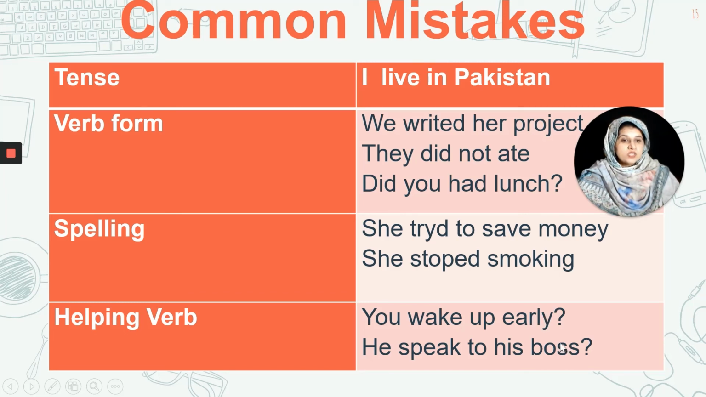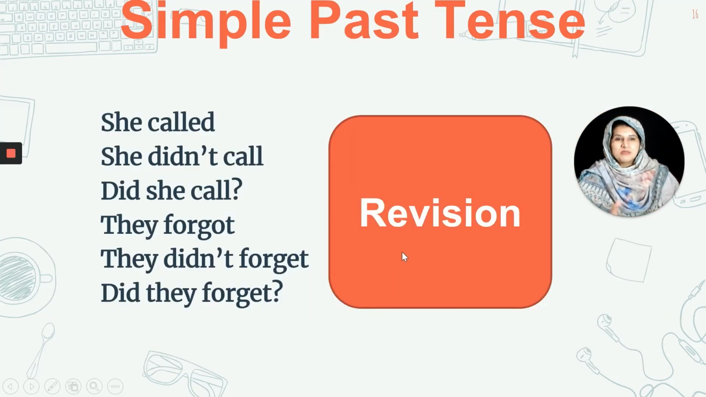Then sometimes we make mistakes related to helping verbs, like you woke up early. Now this is a question statement. So how should we make the question statement? You are well aware, you have already learned, and you should pause the video here to correct both these sentences. And here the first statement would be corrected in this way. Did you wake up early? Right? We need to add did at the start. He speak to his boss. Question statement. So how would you say? Did he speak to his boss? Right?